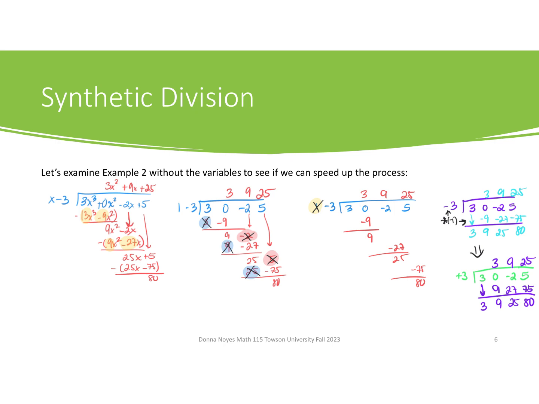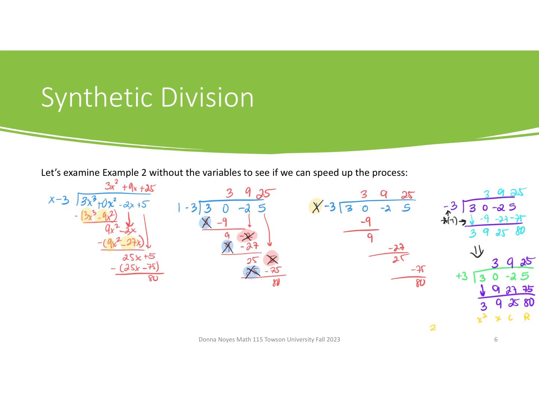So all of the degrees are 1 lower than what g of x had. In this case, we now have 3, and instead of being x cubed, this is now x squared. And instead of being x squared, 9 is now x. And instead of 25 being an x, now it's going to be a constant. And this is our remainder.